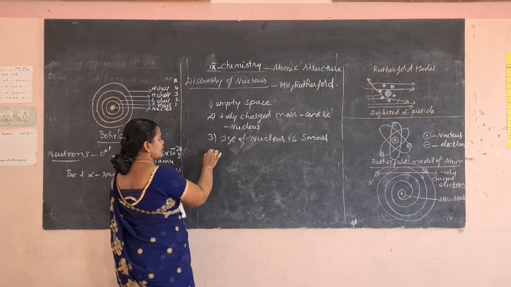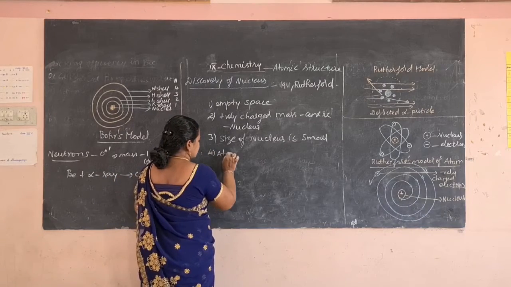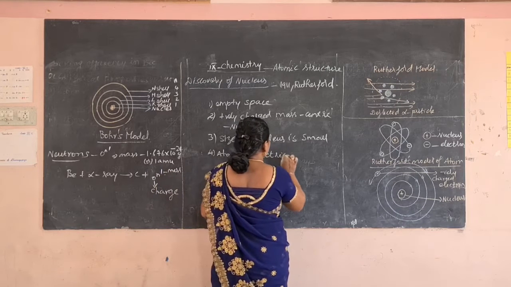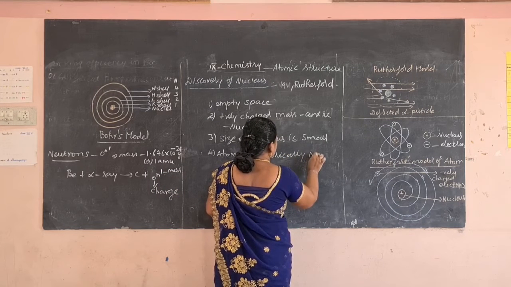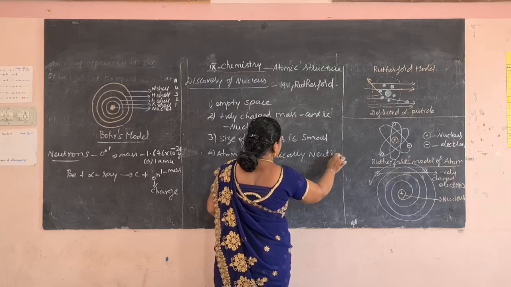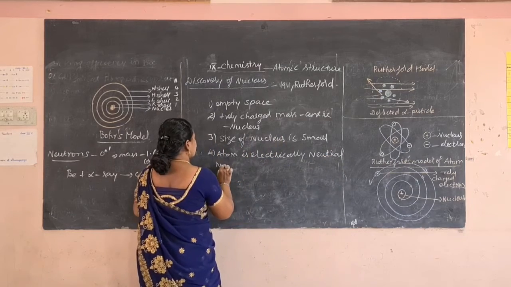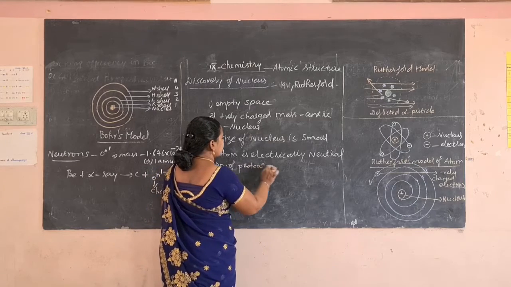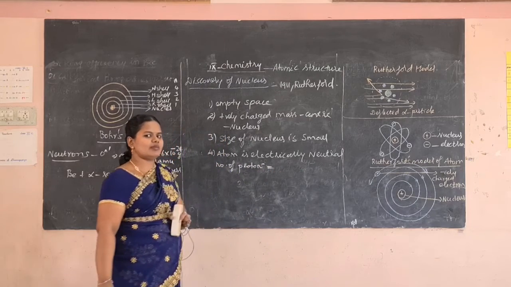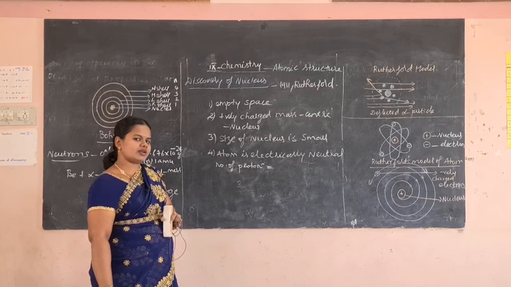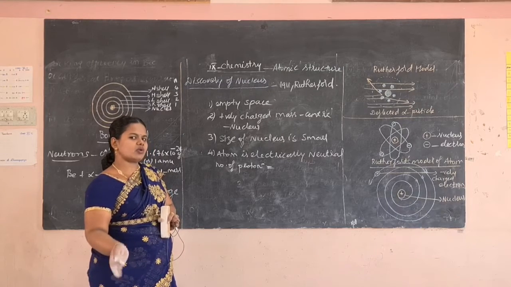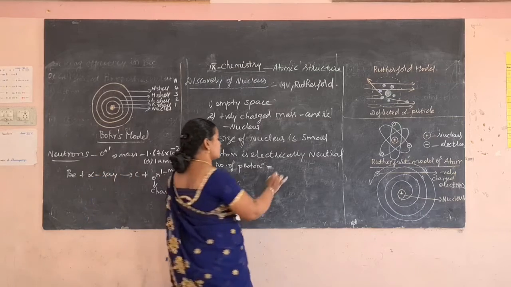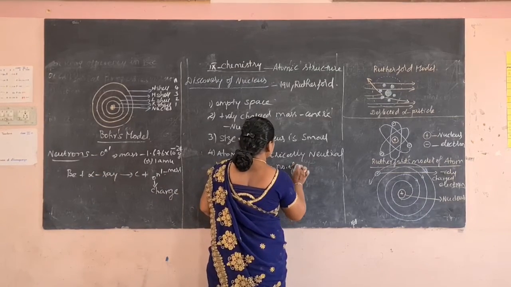And then he told that the atom is electrically neutral. The atom as a whole is electrically neutral. Why? Because the number of protons is equal to the number of electrons in an atom. Protons carry plus charge, electrons carry minus charge. So plus is equal to minus charge, then it will be neutral.